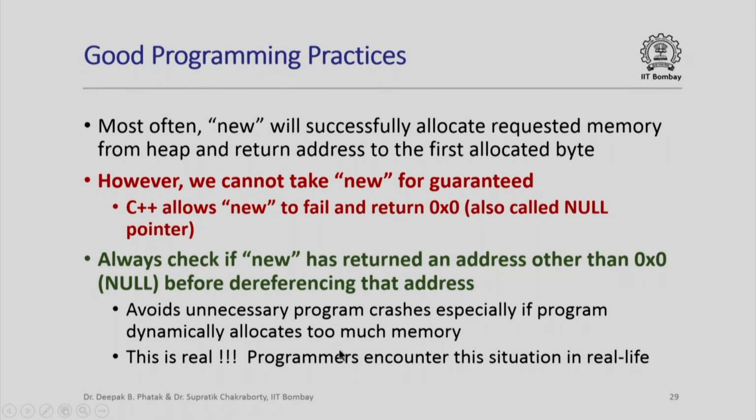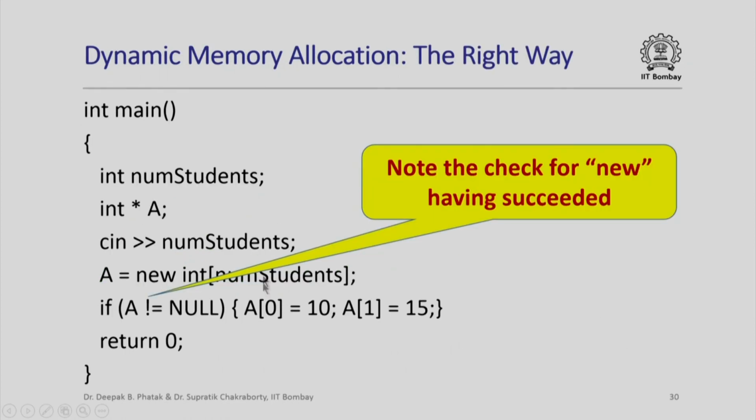And this is a real issue. Programmers actually encounter this situation in real life. So this is how you should do dynamic memory allocation. After you allocate memory for the array, you check whether it is not null, and only then you access the elements of the array.